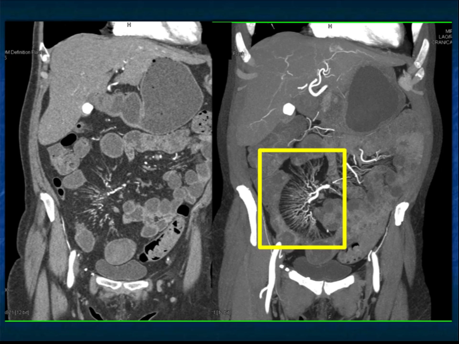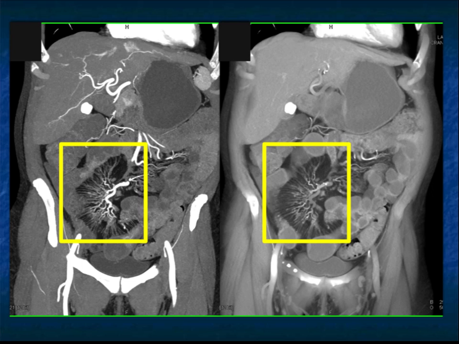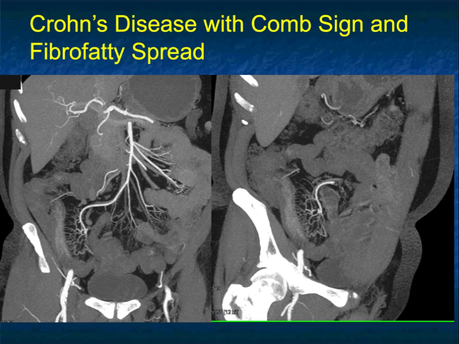You look at other images going from the coronal, where you see the vasa recta, to the MIP imaging, where you really see the vasa recta and the comb sign very nicely. And the comb sign and the vasa recta sit just in the middle of the fibrofatty proliferation. And you can see it very nicely here on both the MIP imaging as well as on the volume rendering.